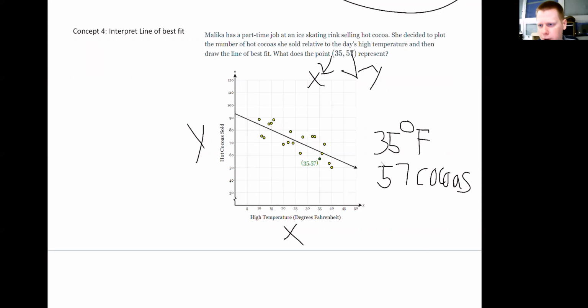So basically, if you have a point, that's what it's representing. And if it's a data point, that's an actual value. That's a point on our graph. If they're asking for a point that's on your line of best fit, remember, that's going to be a prediction. So just be careful. If it's an actual point on the graph, it's an actual value. But if it's on your line of best fit, that's a prediction. It's not an actual data point that you plotted or was from your data set.